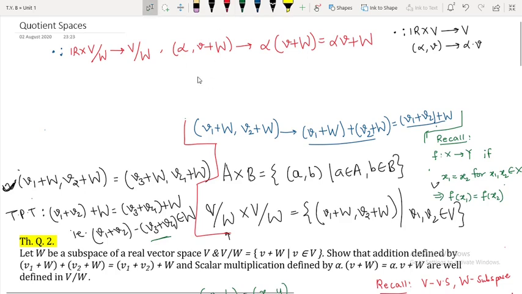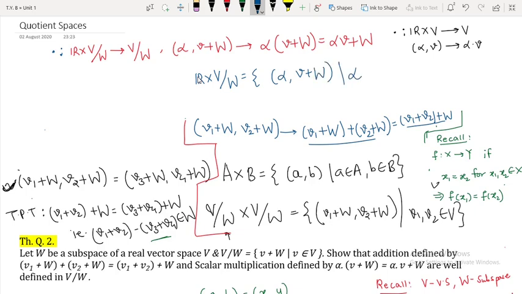If you want, I will write that here. So elements of R cross V mod W will look like (alpha, V plus W), such that alpha belongs to R and V belongs to the vector space V. Now over here you can see there are two variables, that is alpha and V, and over there the variables were V1 and V2. Note that this alpha is a real number.